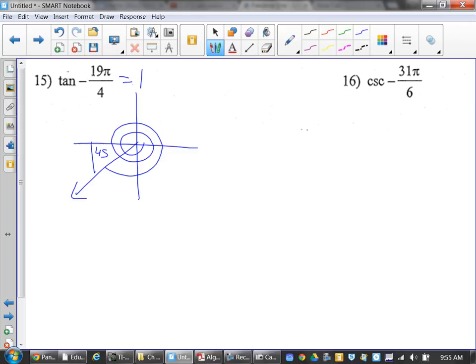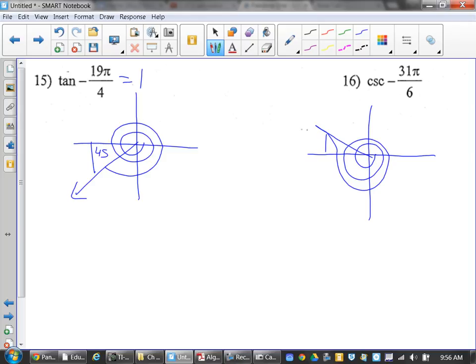6 goes into 31 how many times? 5. There's a 6 left over. So we're going negative, so 1 little, 2 little, 3 little pi's, 4 little, 5 little, and 1 6. So my reference angle is 30 degrees. I'm in the third quadrant, 30 degrees.